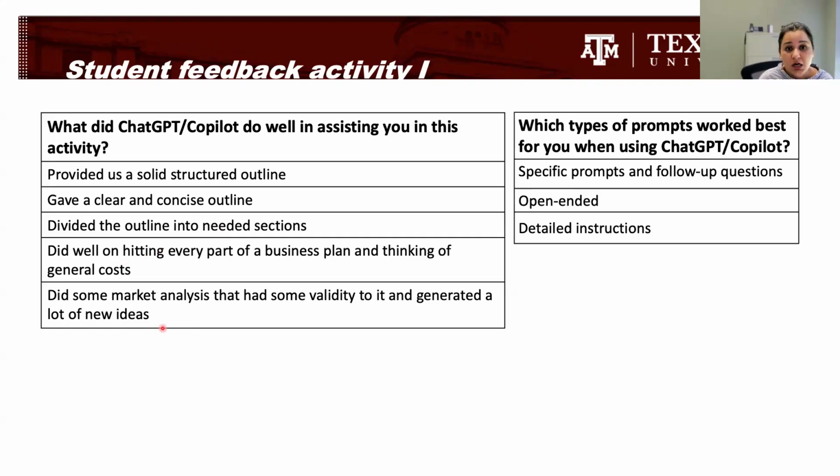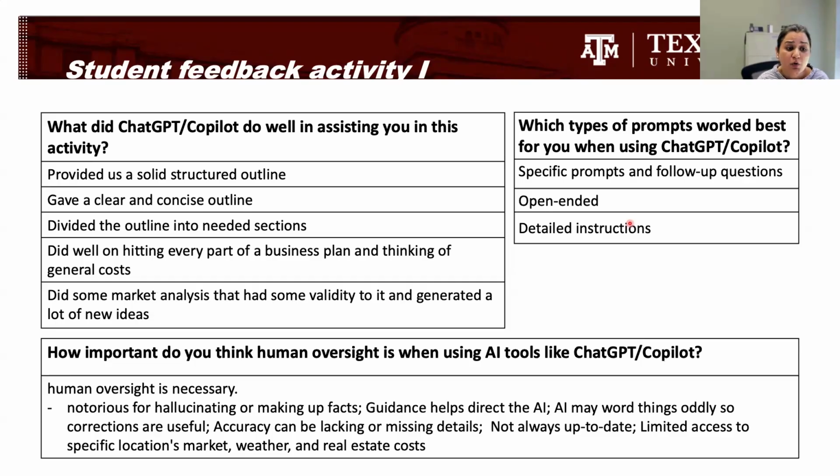What prompts worked best for them? Everybody agreed that the specific prompts with follow-up questions worked very well, but they kept their questions open-ended and provided as much detailed instruction as possible. For the third question, how important is the human oversight? Everybody agreed that human oversight is necessary, and they gave all these reasons which I wanted them to think about.